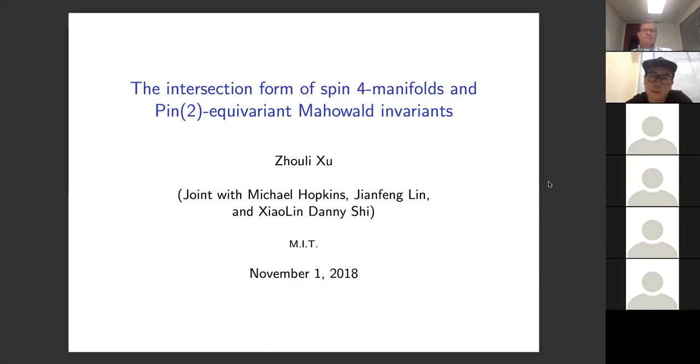The title of this talk is the intersection form of spin-4 manifolds and Pin(2)-equivariant Mahowald invariants. This is joint work with Mike Hopkins, Jianfeng Lin, and Xiaolin Danny Shi. You all know who Mike Hopkins is. Jianfeng Lin is a third-year Moore instructor at MIT, who is a geometric topologist. And Danny is a grad student of Mike Hopkins, a sixth year right now. This is a talk about applications of equivariant stable homotopy theory to the topology of 4-manifolds.